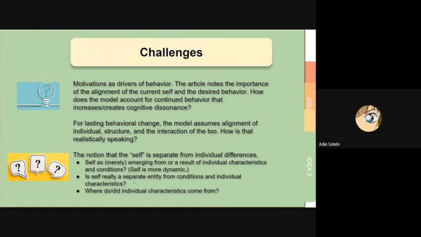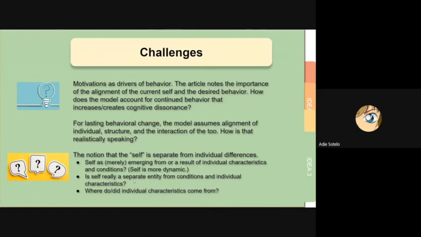Okay. So our third question is about, since I come from the personality area, when it comes to the model, what we were discussing about the interdependence of conditions and individual characteristics, check, we agree. The individual characteristics and the conditions influencing behavior, agree. But I became unsettled with the concept of self. Because looking at the model, the self appears to be a separate entity.